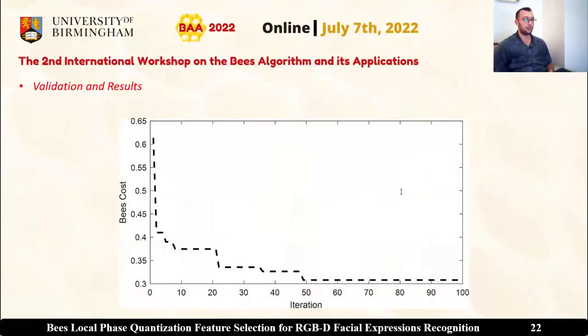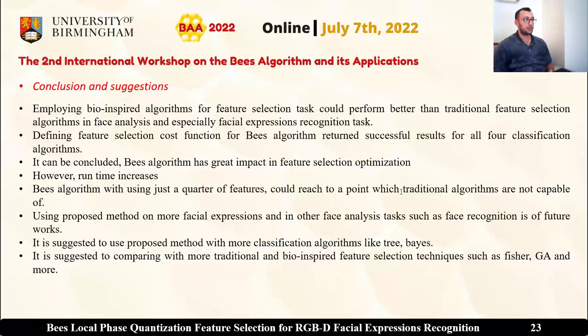Here we can see some iterations from these feature selection algorithms. As we can see, the convergence happens at iteration number 50. So as a conclusion, we can say employing the Bees algorithm for feature selection tasks could perform better than traditional feature selection algorithms in phase analysis. Defining the feature selection cost function for these algorithms returns different results for all classification algorithms. It can be concluded that these algorithms have great impact in feature selection optimization.